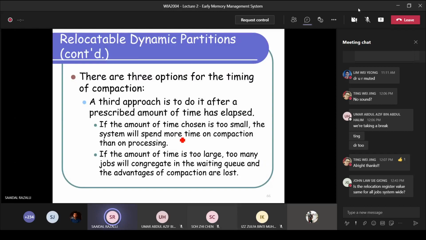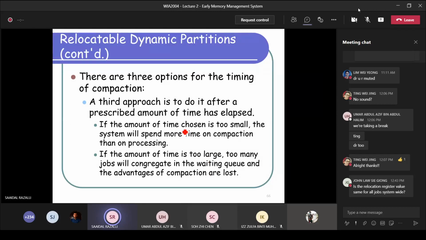So if the job processing exceeds this time, you will activate the compaction. If the time chosen is too small, you set the time given before you activate the compaction is small, the system will spend more time on compaction than on processing. If the amount of time is too large, too many jobs will congregate in the waiting queue, and the methods of compaction are lost. So there is a trade-off.